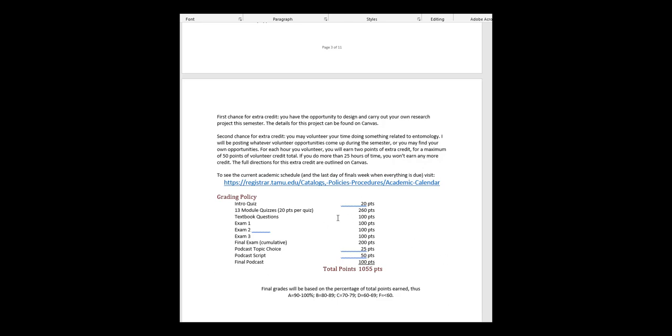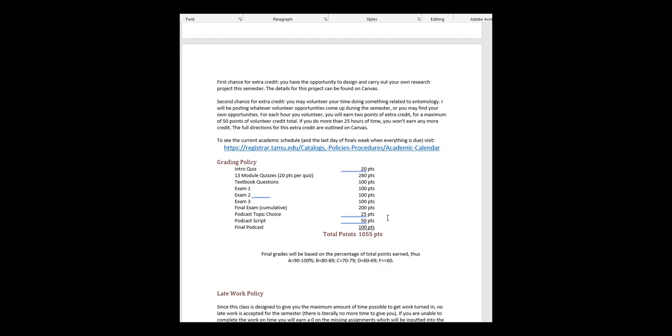Now, here's your overall view of your grades this semester. You have your intro quiz, which you'll take after this intro module. That'll be worth 20 points. You have 13 module quizzes worth 20 points each. You have your textbook questions worth 100 points. You have 3 exams: two midterm exams worth 100 points each, and a final exam, which is cumulative, worth 200 points. And then you've got your podcast, 25 points for the topic and outline, 50 points for the script, and 100 points for your final recording, for a total of 1,055 points available in this course.